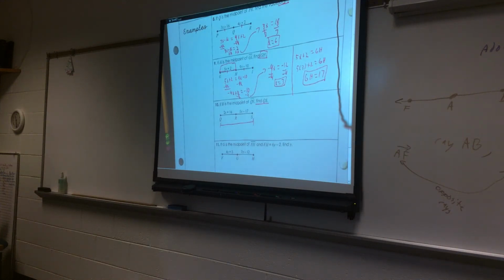So on the next page, or there'll be an assignment that will have the segment addition and the midpoints that will be uploaded.